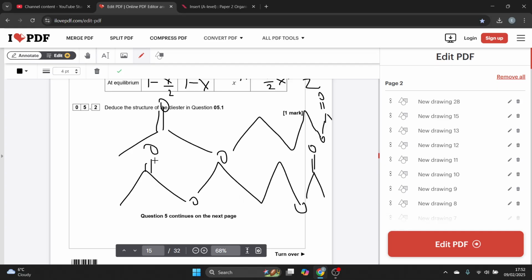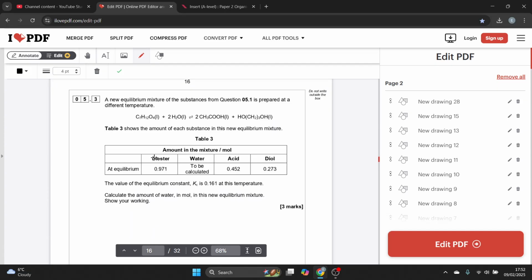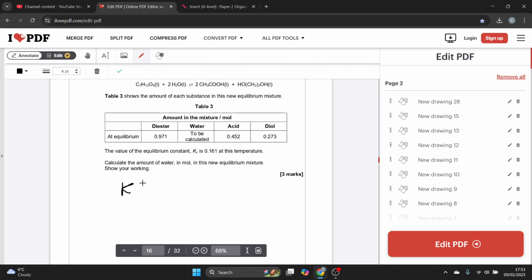There you go. 1, 2, 3, 4, there and there. And then it says, calculate the amount of water in moles in this equilibrium mixture. So the first thing I would do is always construct a Kc expression so I can see what I'm working with.